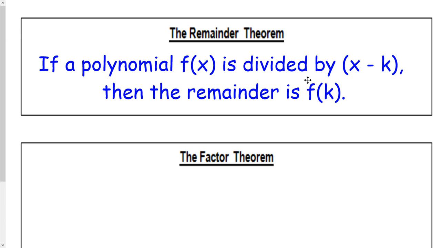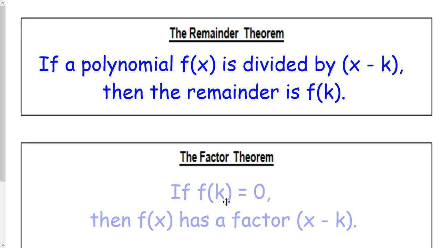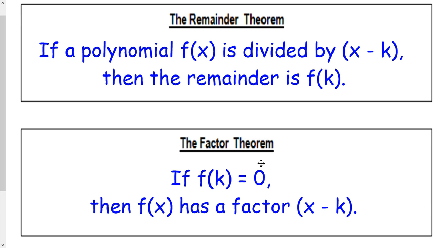So why is that important? Because we can also then use the factor theorem, okay? The factor theorem says that if f of k equals 0, then f of x has a factor of x minus k. So when we're doing the synthetic division or substitution, and we get a remainder of 0, it's telling us that we have a factor. And that's important because that's going to be the first step towards being able to solve higher order polynomials.